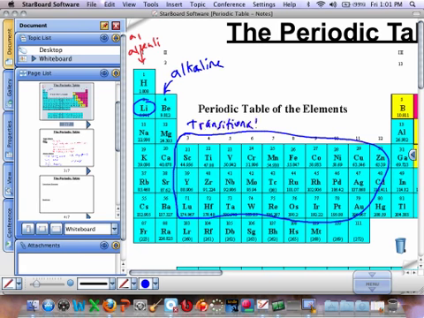Why do we call them transitional? What are we transitioning from and where are we going? I don't know that question, but okay.